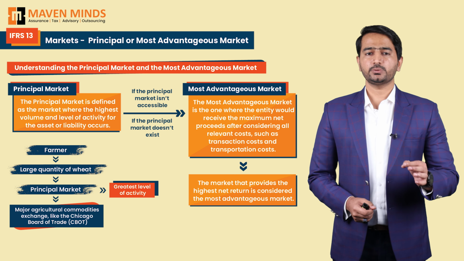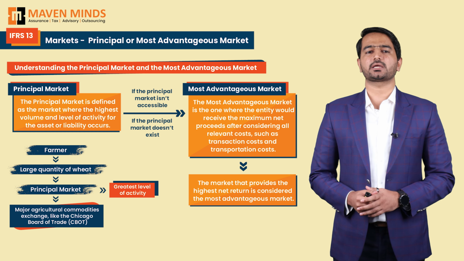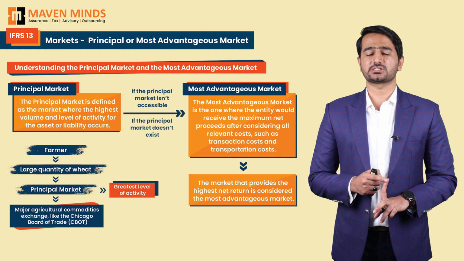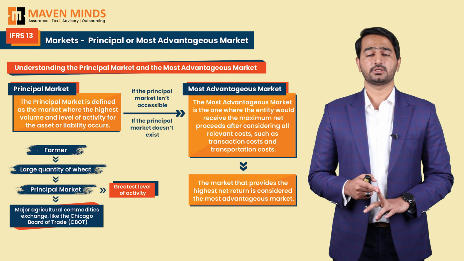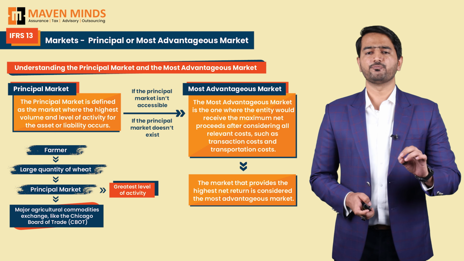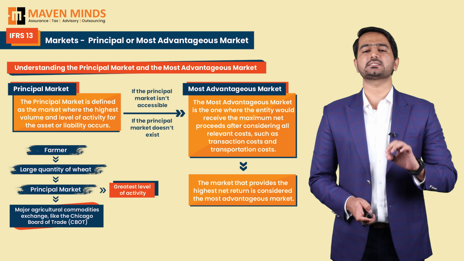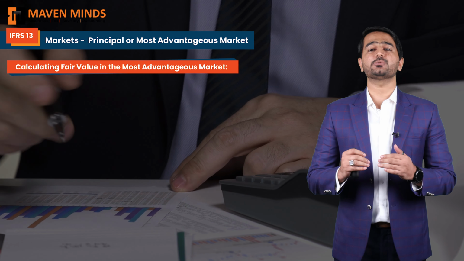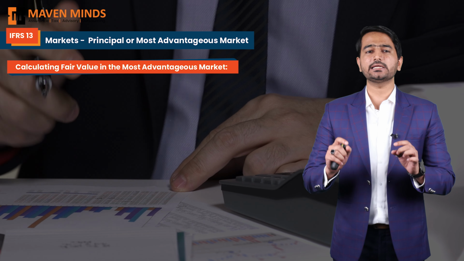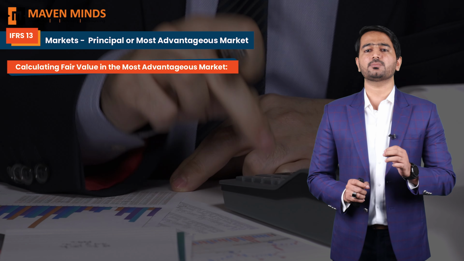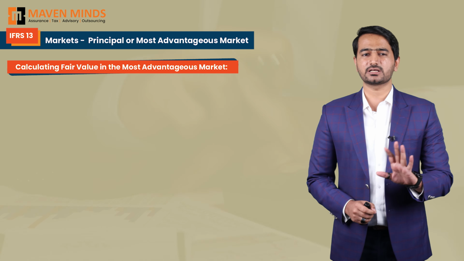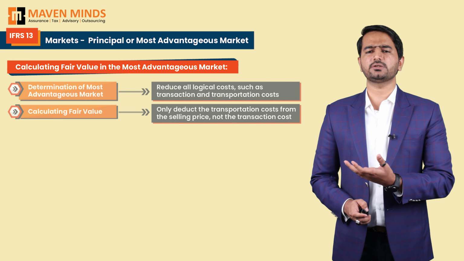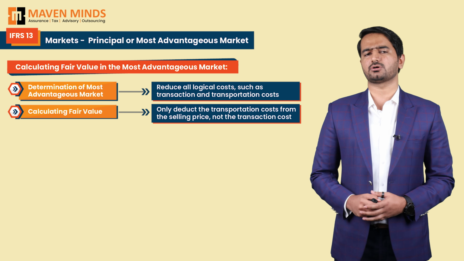Now, to determine the most advantageous market, you deduct all relevant costs such as transaction and transportation cost in order to identify which market yields the highest net proceeds. However, when calculating the fair value itself, you only deduct the transportation cost from the selling price, not the transaction cost. Sir, we are getting confused between the transportation cost and the transaction cost.